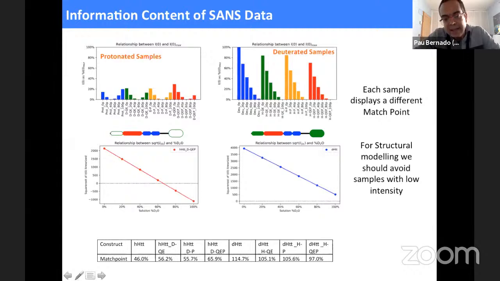While in the deuterated patterns, you don't have contrast match, essentially, because for the vast majority of cases, for those three cases at least, the contrast match is above 100, let's say. So we have a different phenomenon. But what is important here, and that's a bit different to normal SANS experiments, is that we don't want to have a contrast match. We want signal, because we want to analyze the signal. So we have to avoid somehow all situations in which we have a contrast match.